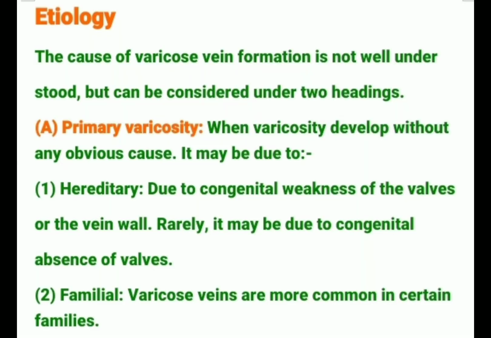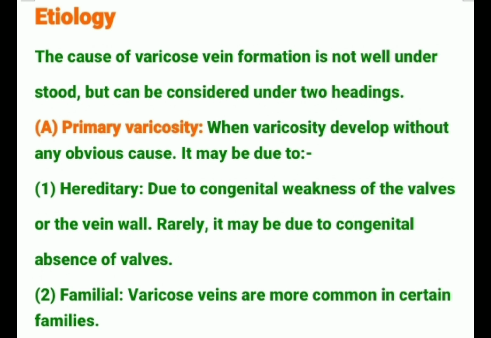Etiology. The cause of varicose vein formation is not well understood but can be considered under two headings: primary varicosity and secondary varicosity. Primary varicosity. When varicosity develops without any obvious cause, it is called primary varicosity, and it may be due to hereditary, congenital weakness of the vein wall. Rarely it may be due to congenital absence of walls.